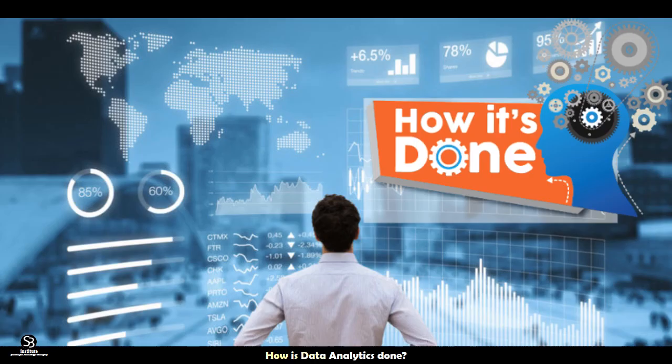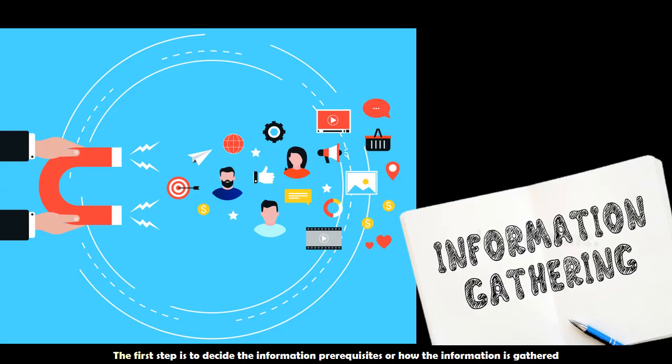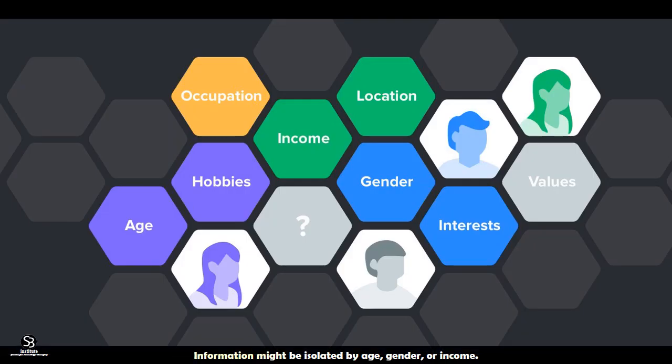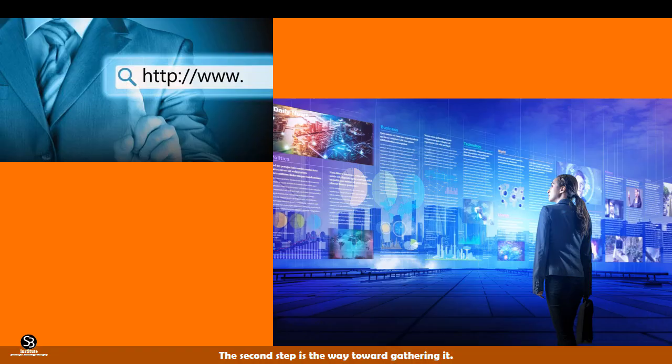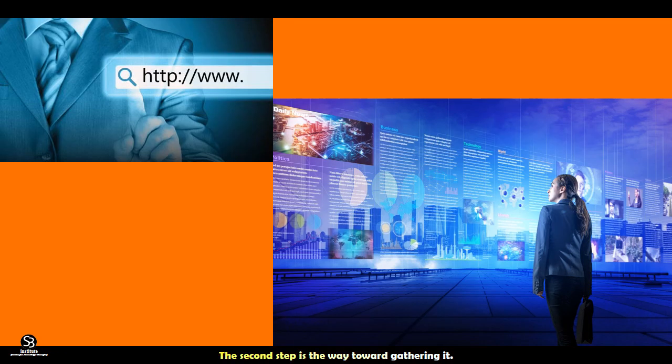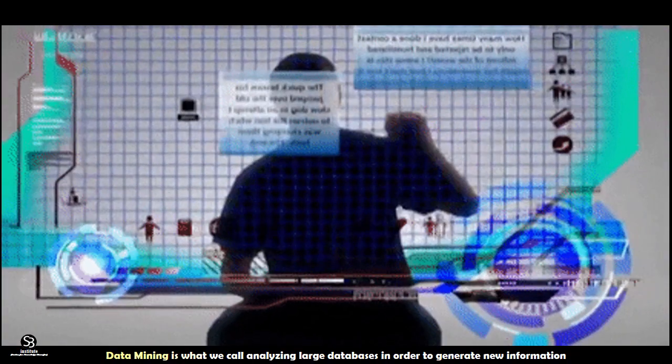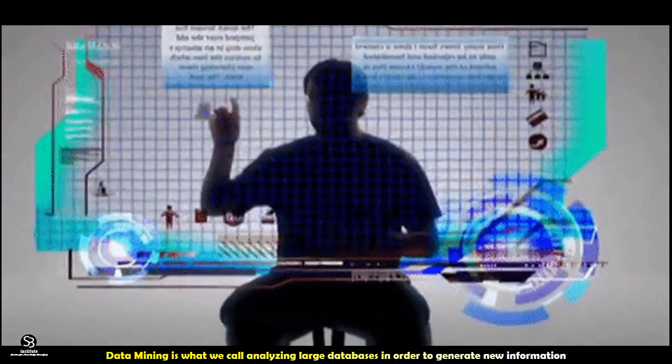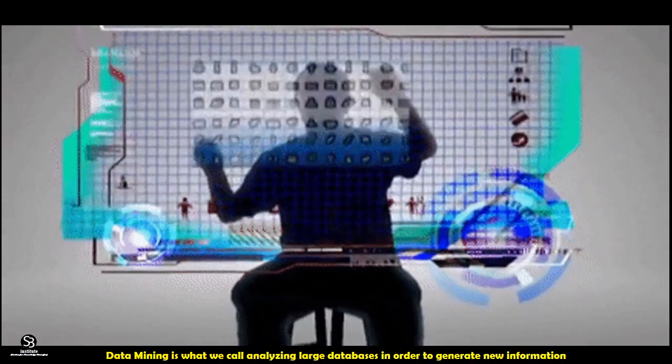So how is data analytics done? The first step is to decide the information prerequisites, or how the information is gathered. Information might be isolated by age, gender, or income. The second step is the way toward gathering it. Data mining is what we call analyzing large databases in order to generate new information.